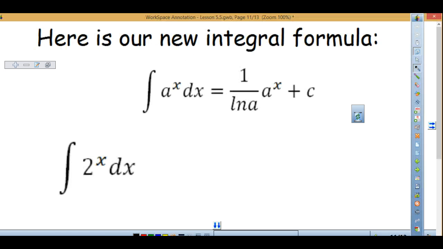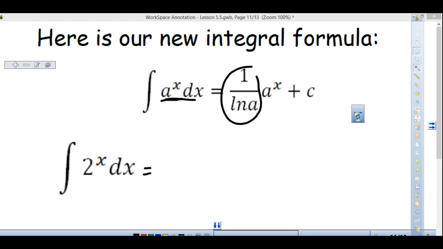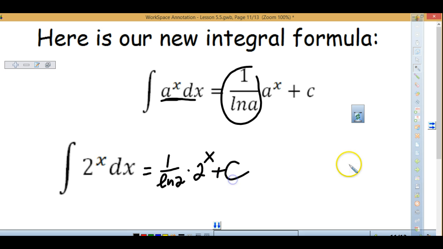Alright, so the integral formula, or taking the antiderivative, is going to behave very similarly here. The antiderivative or the integral of a to the x is 1 over natural log a times a to the x plus c. The reason for this is notice that this is representing a derivative, and the derivative is missing the natural log a that we would expect it to have, so I need to compensate for that by having the reciprocal out front. Okay, so the antiderivative of 2 to the x is going to be 1 over natural log 2 times 2 to the x plus c.